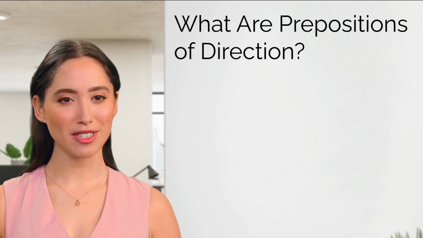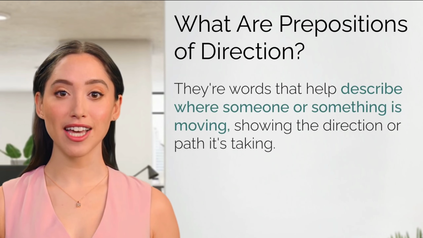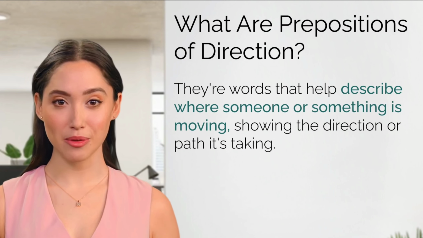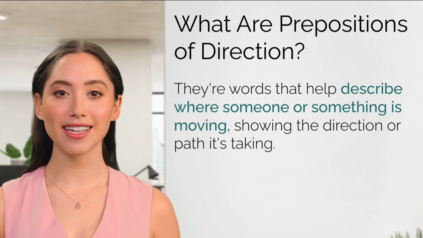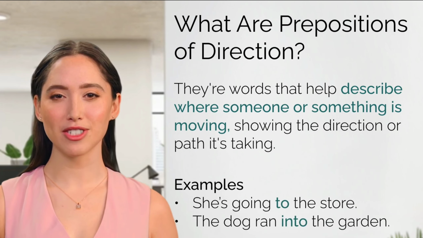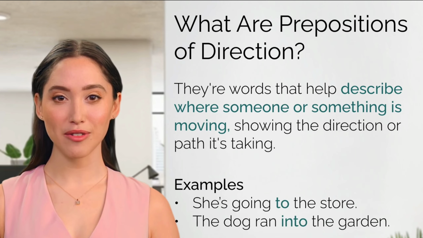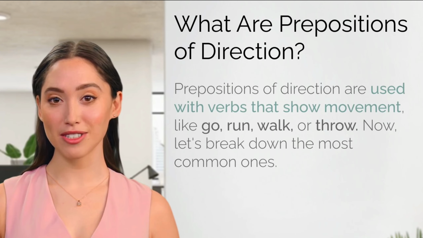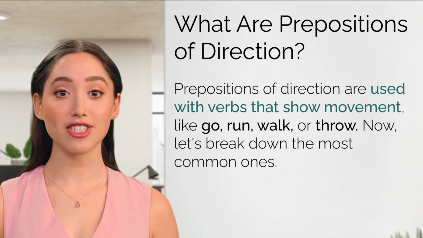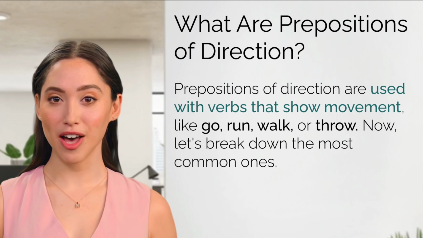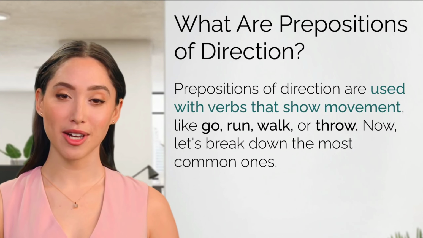So, what are prepositions of direction? They're words that help describe where someone or something is moving, showing the direction or path it's taking. Examples: she's going to the store. The dog ran into the garden. Prepositions of direction are used with verbs that show movement, like go, run, walk, or throw. Now, let's break down the most common ones.